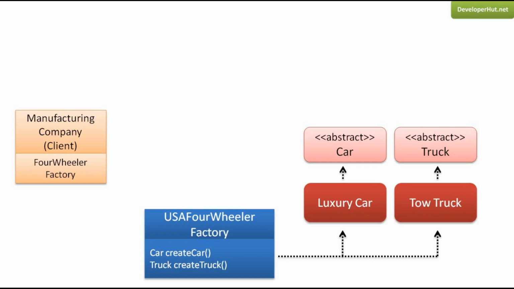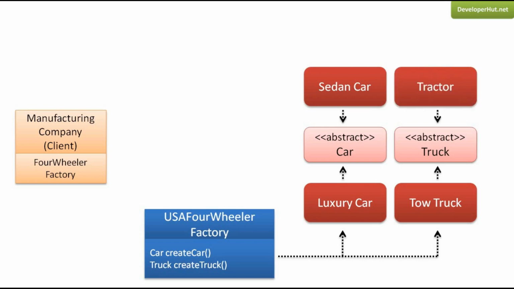Now the company wanted to explore their options, and started creating different kinds of categories in car and truck. So the company created another category of car, which is a sedan car, and started creating the tractor in the truck category.